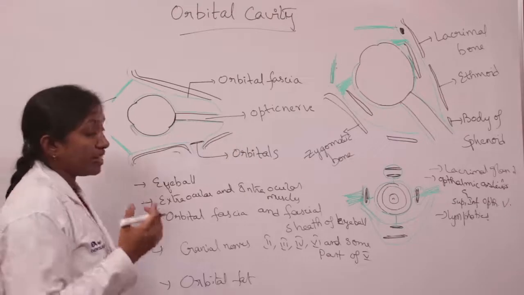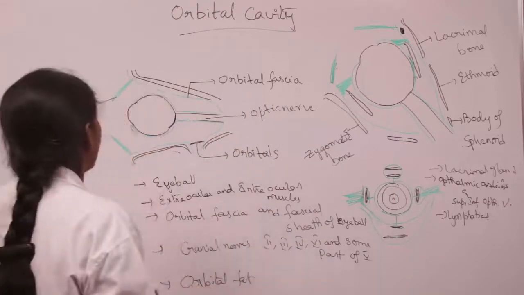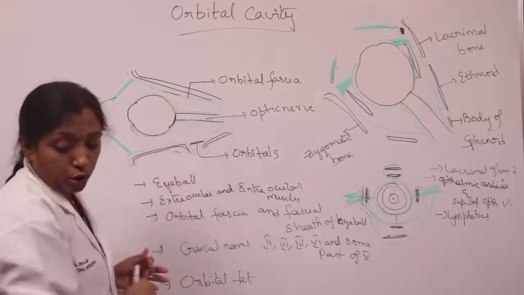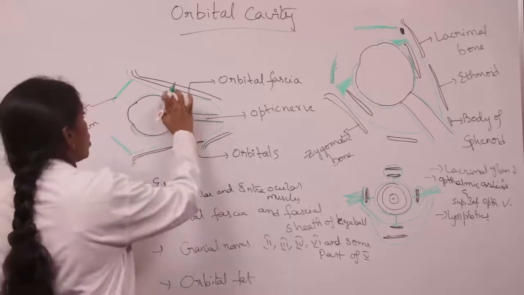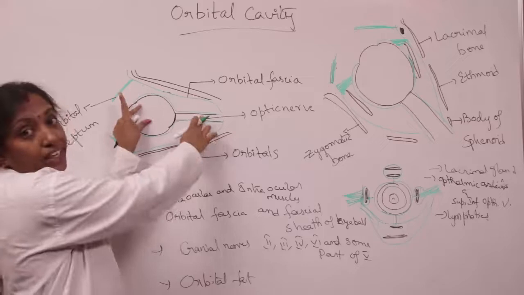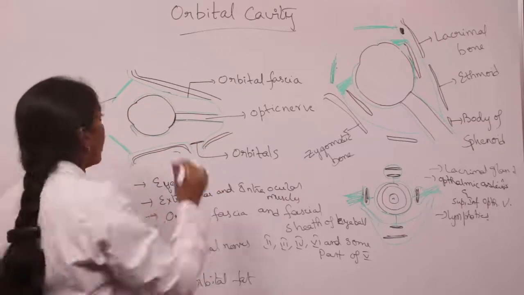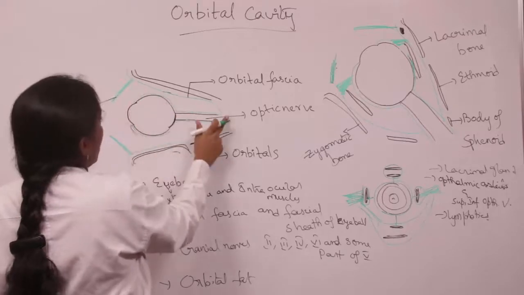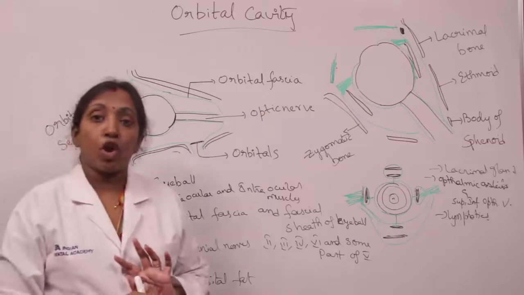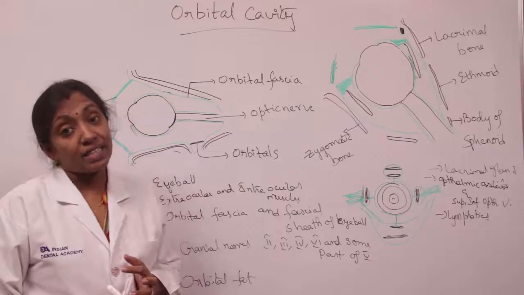So coming first to the fascia covering the orbit. The fascia covering the orbit is the orbital fascia. This is the eyeball and this is the optic nerve. The orbital fascia is nothing but the periosteum of the orbit, and it can be easily stripped off.